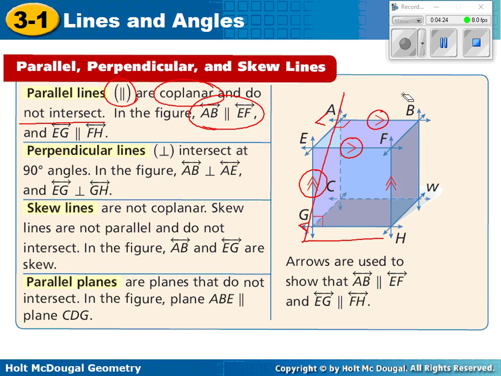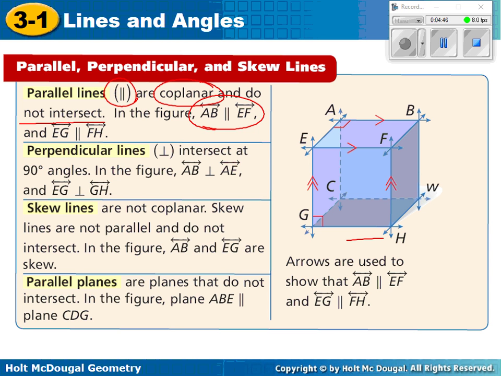Be careful on this assignment that you don't just look at planes that are drawn, but you think about any plane that could exist. That's where they'll get you sometimes. They'll ask you if they're coplanar, but they haven't drawn the plane, but there could be a plane that goes through them. So AB and GH would be parallel.